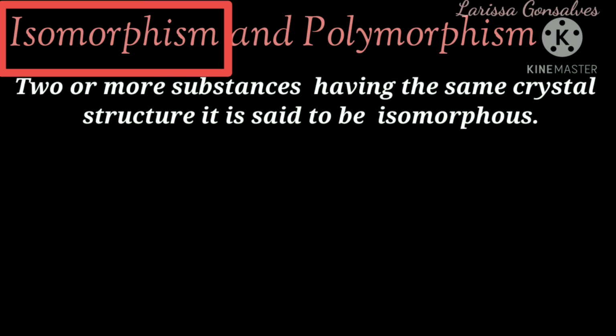If there is similarity or dissimilarity in the crystal structure of different solids, then it is termed as isomorphism or polymorphism. Let us now study these terms in detail. When two or more substances have the same crystal structure, then they are said to be isomorphous. The word iso means same. In these substances, the chemical composition has the same atomic ratio.